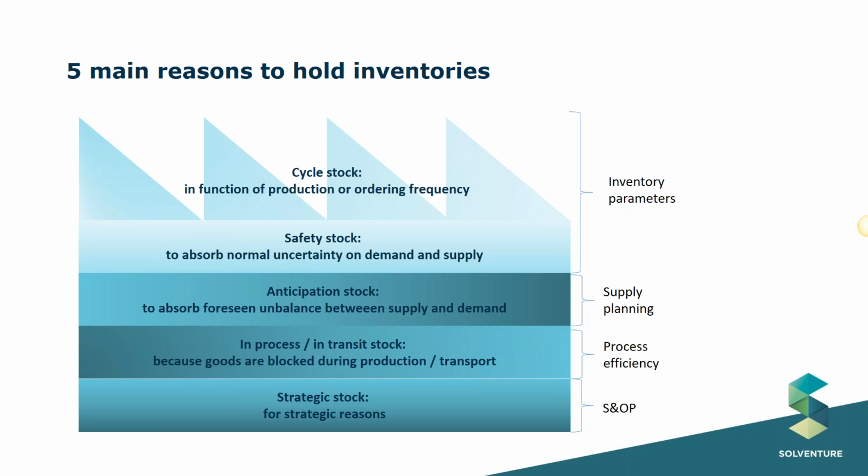Related to S&OP and supply chain planning, the top two first talks really start with the calculations of the inventory parameters. What's the optimal safety level? What's the ordering and production quantity? And basically all the inputs that you put in your inventory parameters. If you look at anticipation stock, that is the result of your supply planning.